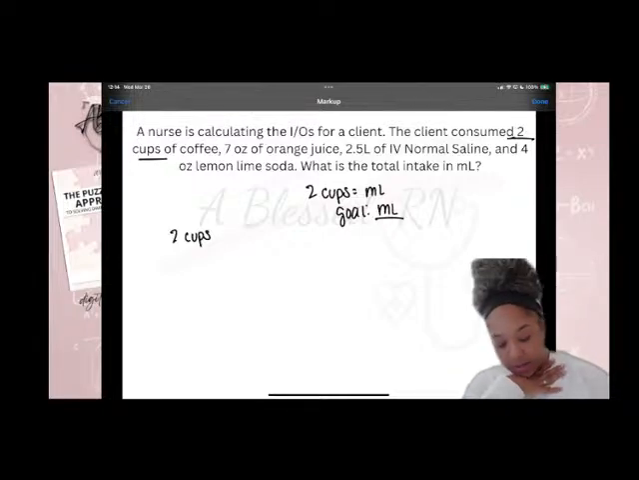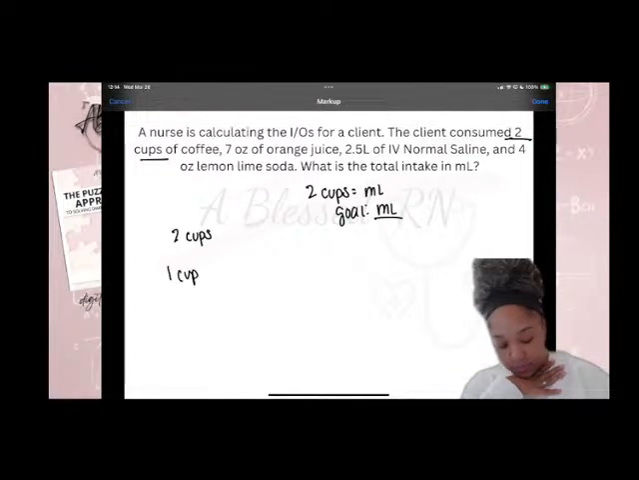Okay, so in one cup there are 240 milliliters.